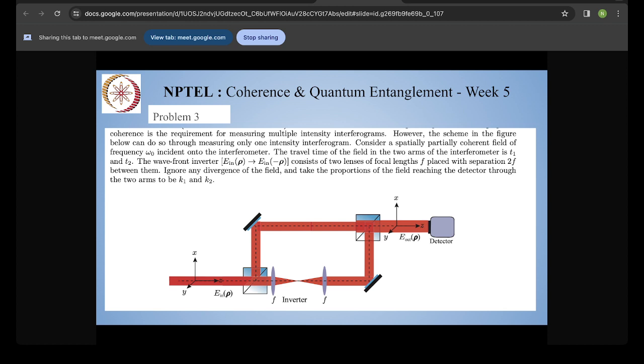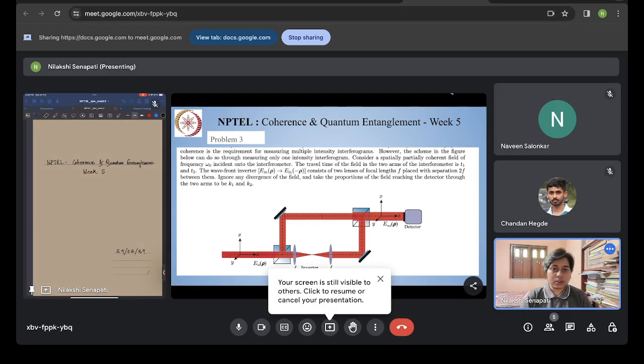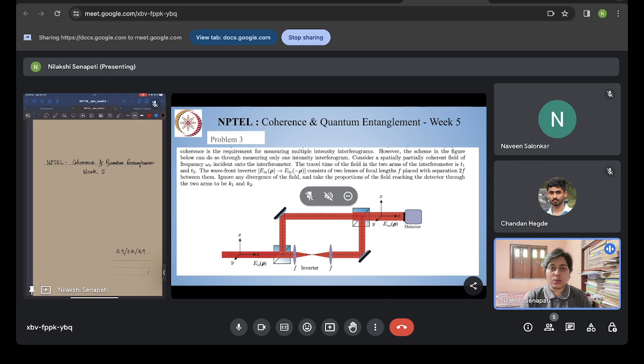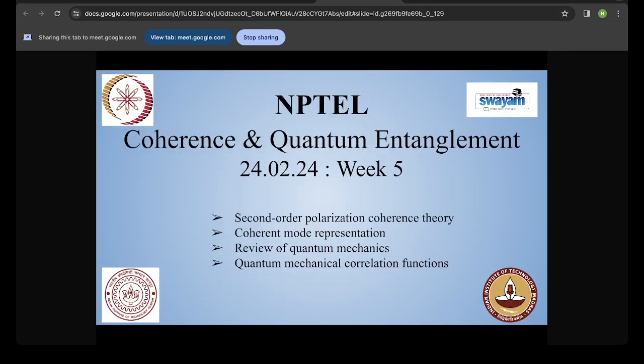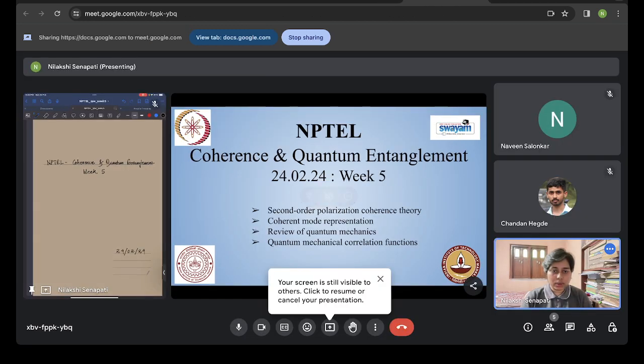Alright, so I'll start from the previous day's last question, which we were solving on Sunday, and we'll go from here. My plan for today, after doing this, is to discuss second order polarization coherence theory, then coherent mode representation, a review of quantum mechanics, and the quantum mechanical correlation function.